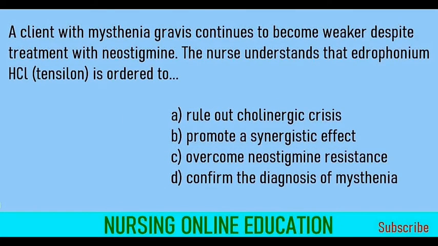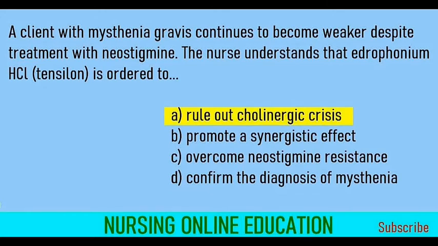A client with myasthenia gravis continues to become weaker despite treatment with neostigmine. The nurse understands that edrophonium hydrochloride, that is Tensilon, is ordered to. Options: rule out cholinergic crisis, promote a synergistic effect, overcome neostigmine resistance, confirm the diagnosis of myasthenia. Here the answer is rule out the cholinergic crisis.